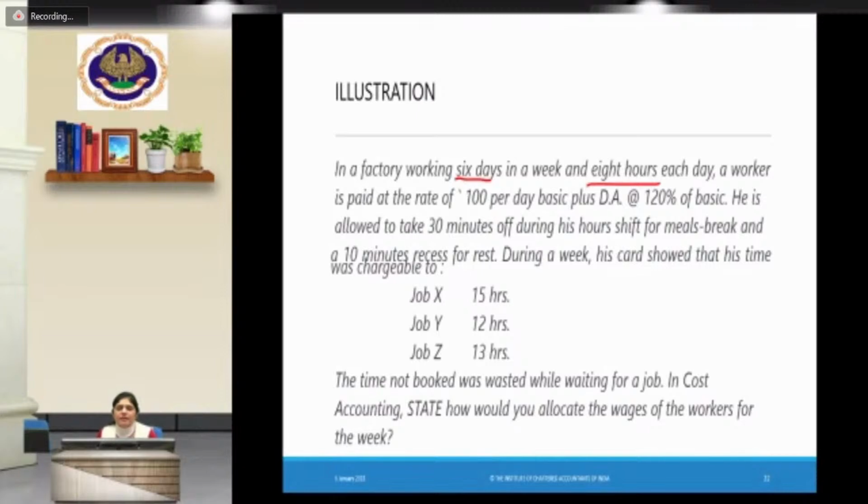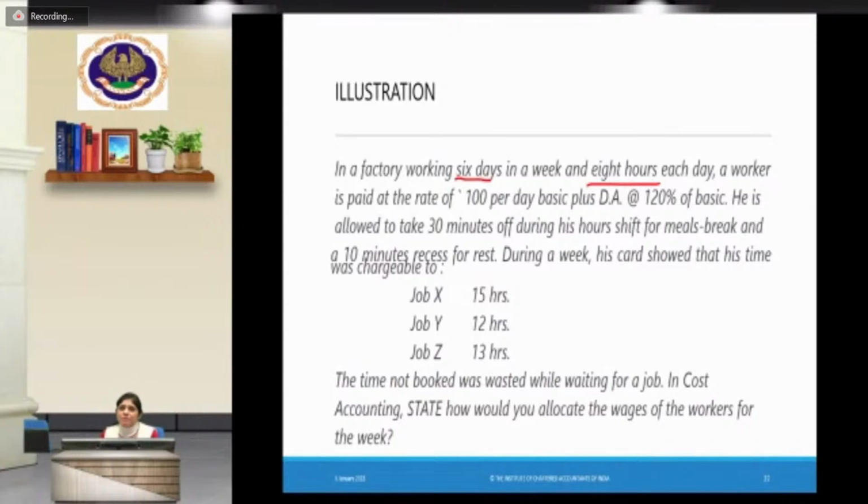He is allowed to take 30 minutes off during his shift for meals, and a 10-minute recess for rest. So basically, it's a tea break and the lunch break. During a week, his card showed that his time was chargeable to, now this is time booking: job X 15 hours, job Y 12 hours, job Z 13 hours. This information is given by the time booking department. Time booking will actually book the time which he has actually spent on the job, on the work, not only coming in and going out of the organization.